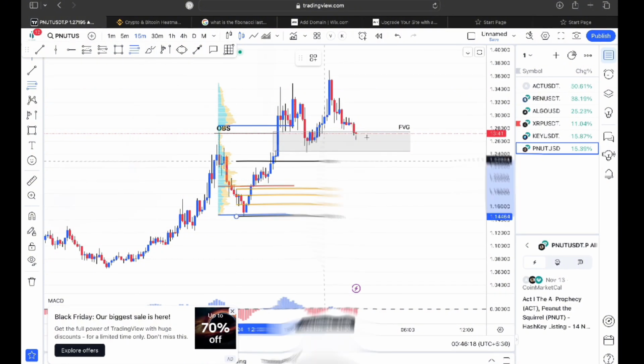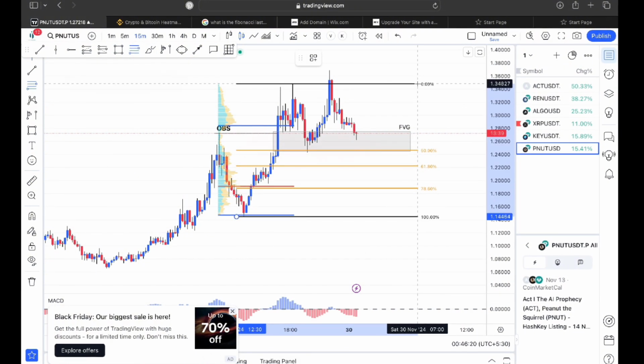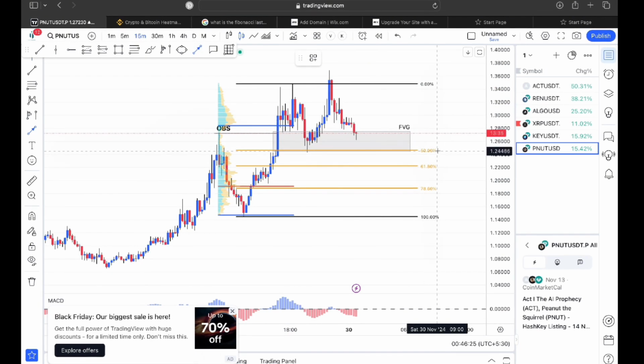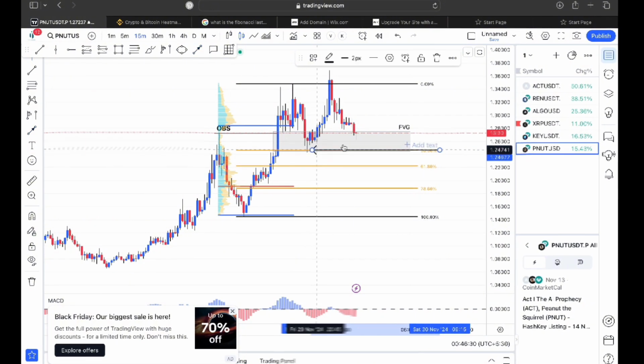Once price rejected this level, I entered long with a stop loss below the 76.4% level for risk protection. Setting the stop loss here ensures that if the trade goes against me, my losses are limited. This approach allows for a balanced risk-to-reward ratio, which is essential for long-term trading success.